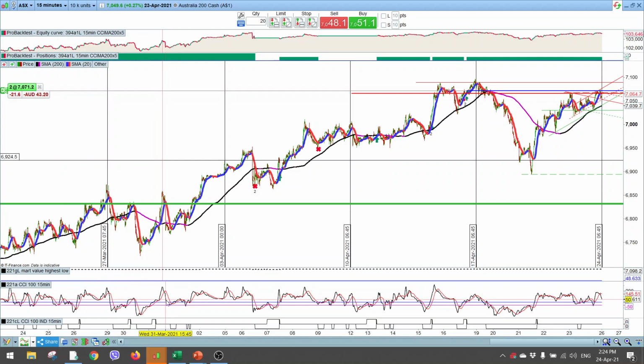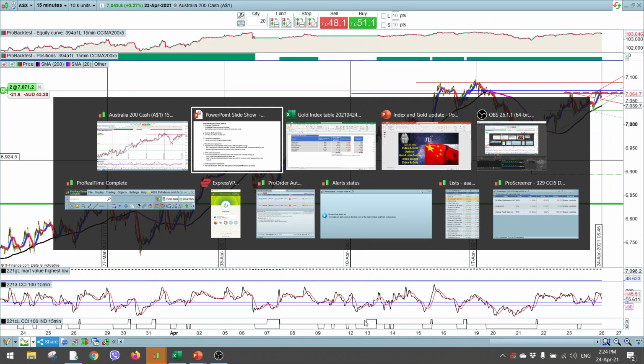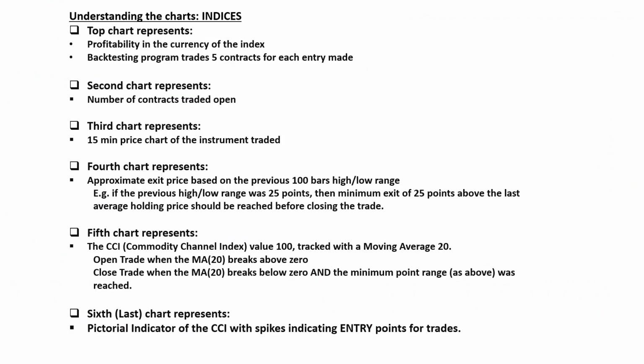This is the CCI 100. So when it breaks above the 0 line, we enter the trade. And this indicator down here shows just a spike where each of those goes above 0. Just makes it a bit more visibly noticeable. So that's basically what this represents. So you may want to pause that and just better understand the charts as we go through these.